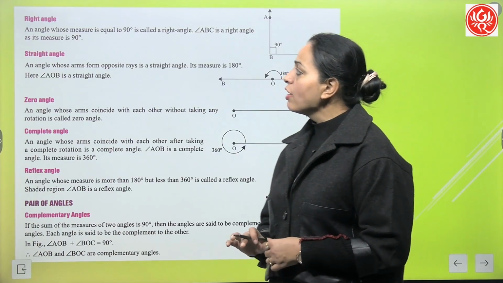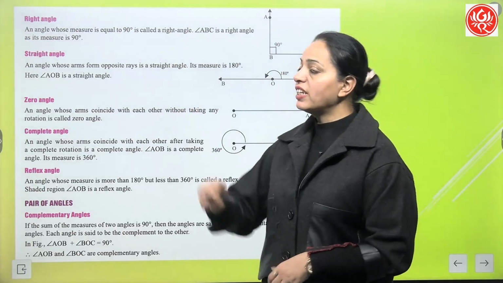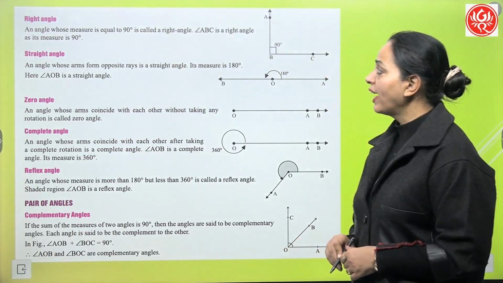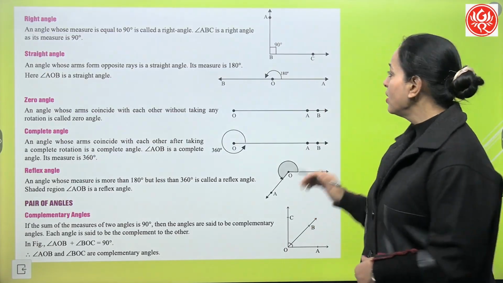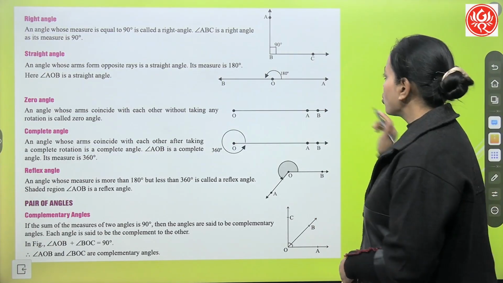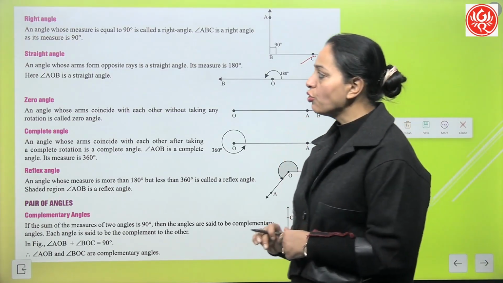Now see next, right angle. An angle whose measure is equal to 90 degrees is called a right angle. See here ABC, this is a right angle. So angle ABC equals 90 degrees. Okay, I hope this is clear to you.